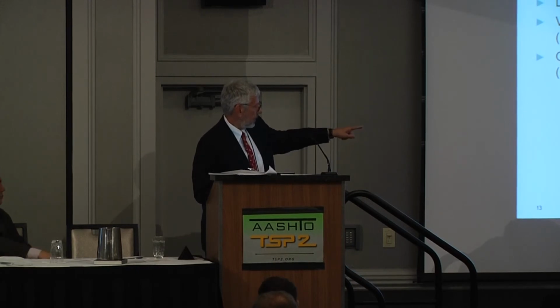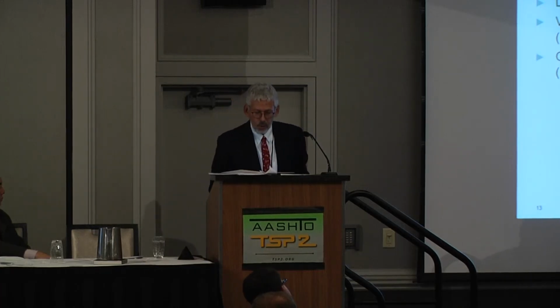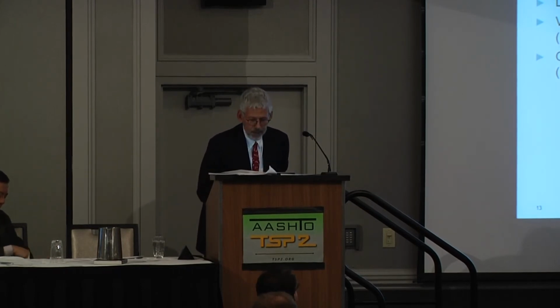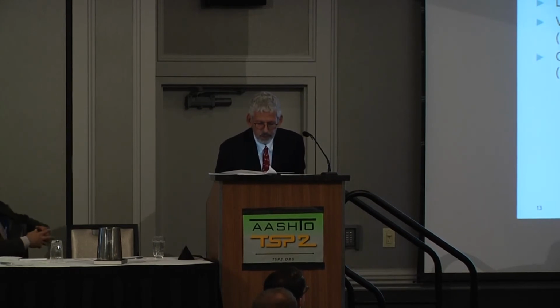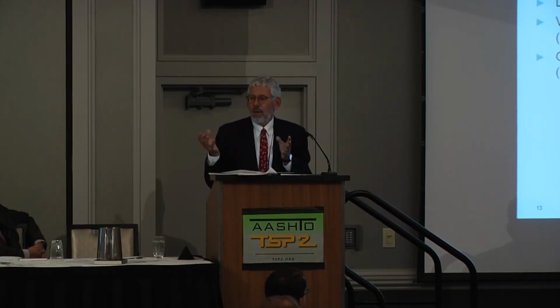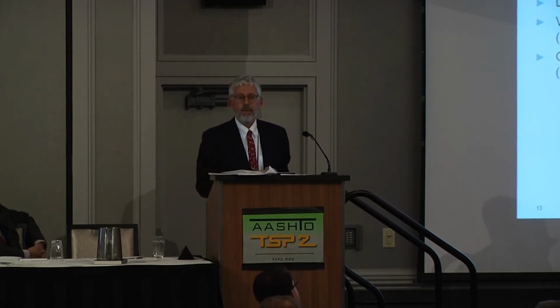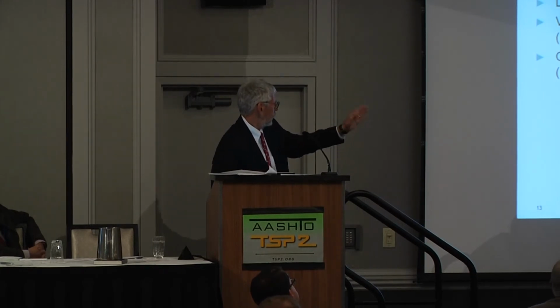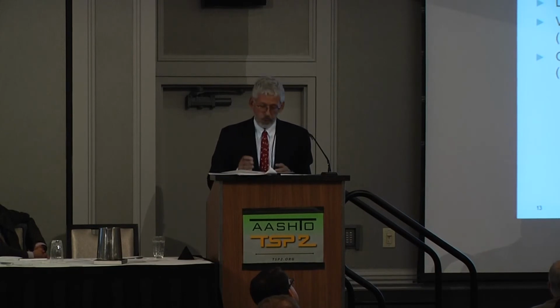But anyways, the point I'm trying to get to is, once we remove that point, if you compare the immediate change in condition versus the condition prior to the treatment for Ohio and Virginia, you will notice that they are almost identical. You probably cannot see from the back, but the A1, the coefficient right before IRI, is 0.56 for Virginia, 0.53 for Ohio. The minus term is 33.29 for Virginia, 36.91 for Ohio. So that's really, really good. I mean, that's incredible. So we have an excellent correlation between what the condition was prior to the overlay and afterwards. LTPP is not quite that good, but if you look at, for example, 150, 200 IRI prior to and see what happens afterward, you'll see that they're very close correlations. So we were quite happy with this.